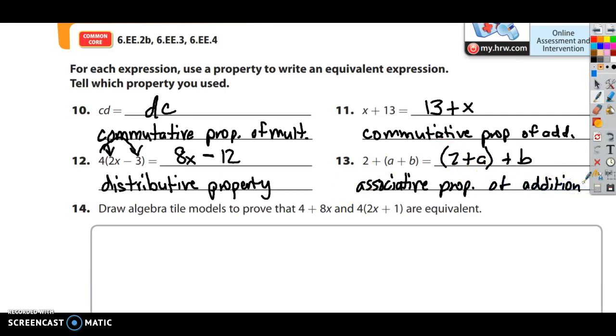If you need more help on those, go back and review the properties, or you can just watch this part of the video a second time. All right, let's move on.